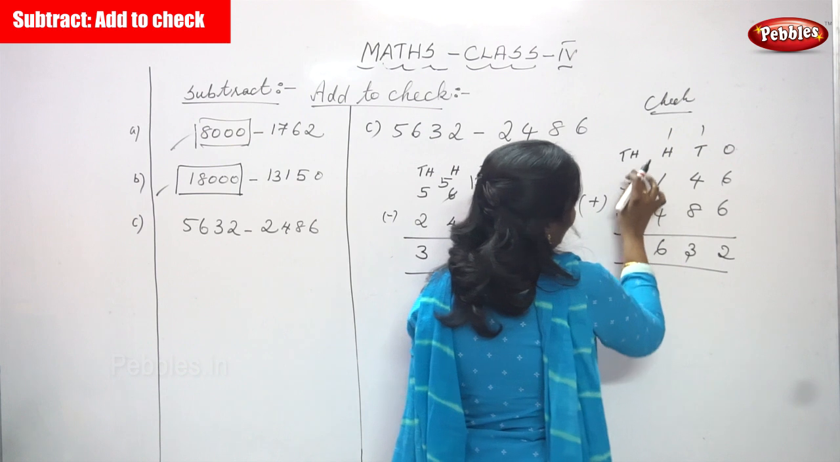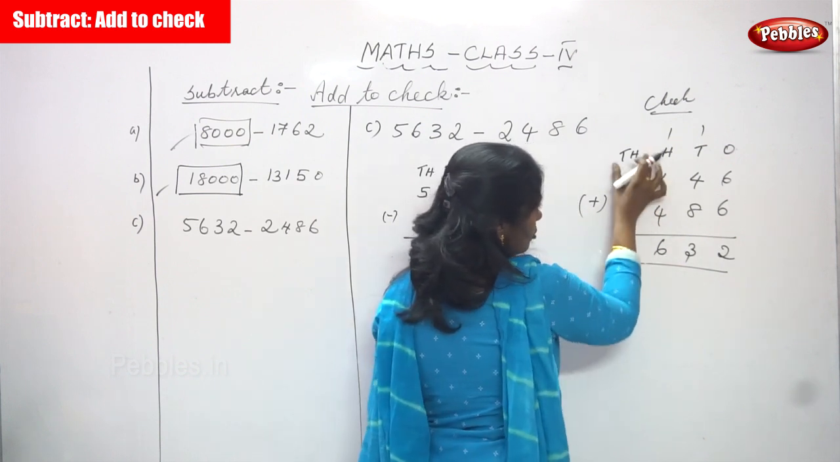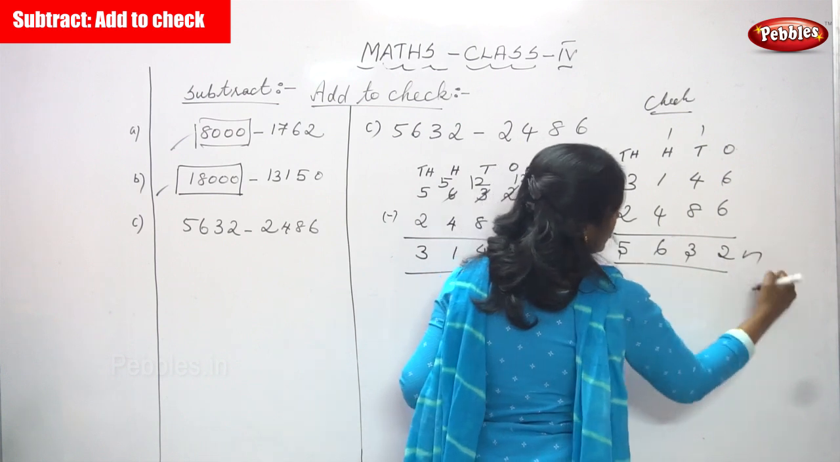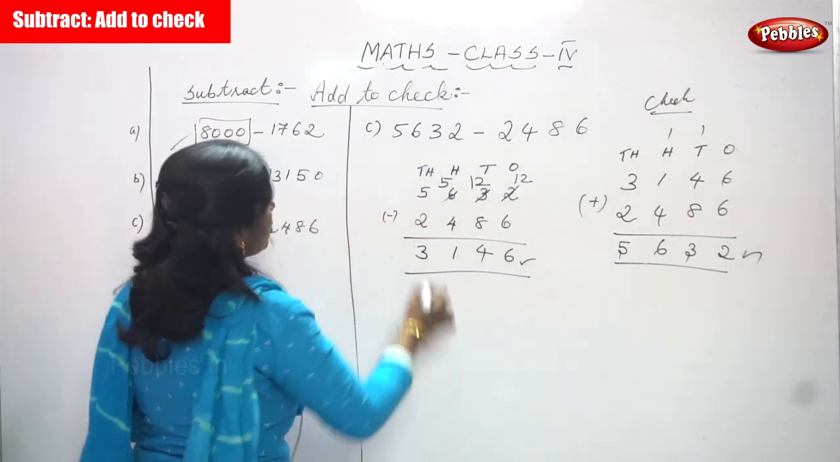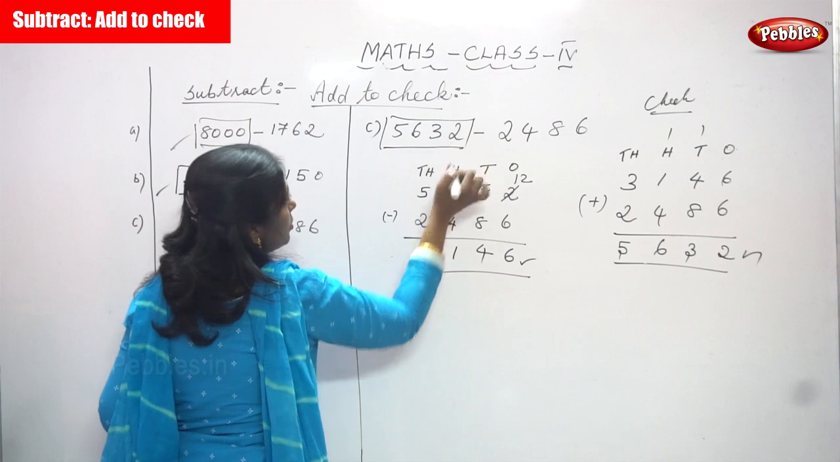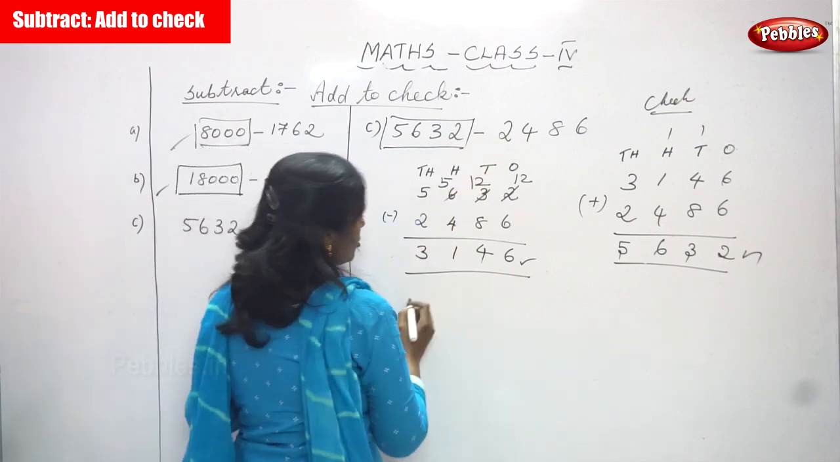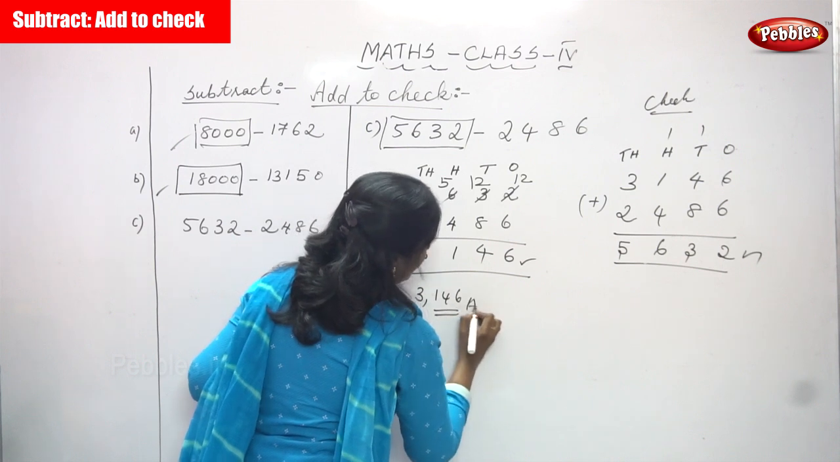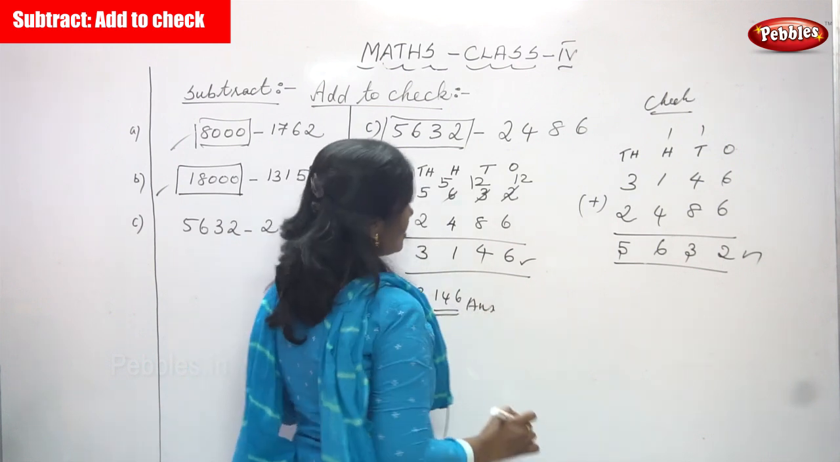Now there is no carryover. So in the 1000 place we have to concentrate. So 3 plus 2, 5. 5, 6, 3, 2. The question, you got it. 5, 6, 3, 2. So now the answer is 3,146. This is exactly the right answer for this question.